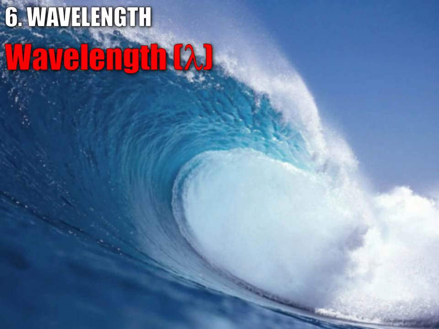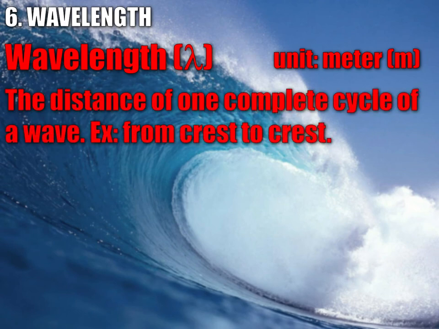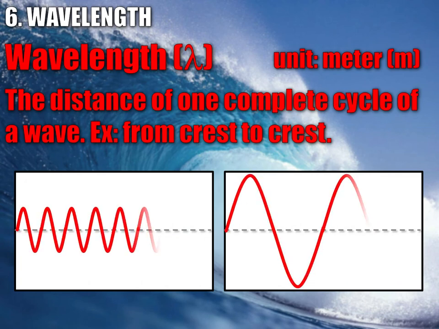The symbol for wavelength is the Greek letter lambda, and the unit is meters. And that's because wavelength is a distance. You can see that in the name, wavelength. What distance are we measuring? We're actually measuring the distance of 1 complete cycle of a wave. So for example, the distance from one crest to the next.